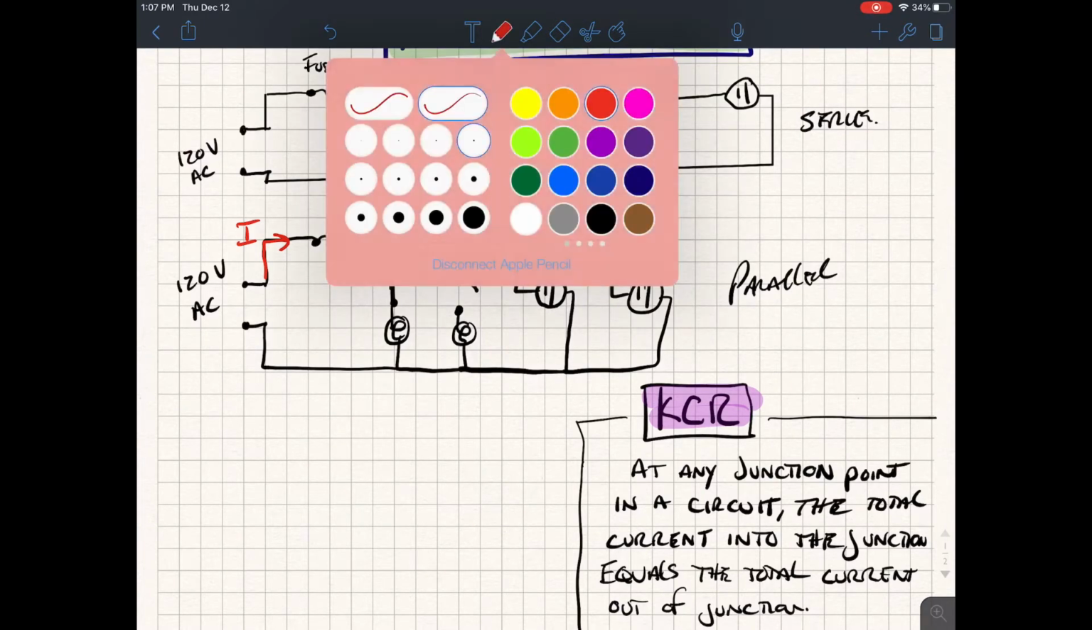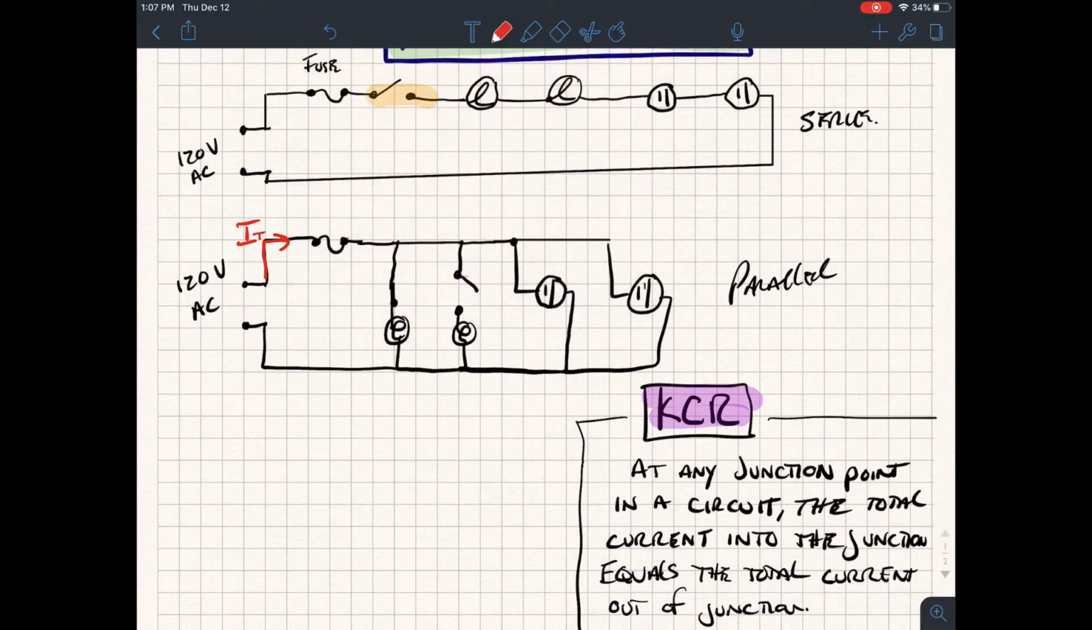So let's call this IT for total. IT is equal to the total current out of the junction. Let's say we have I1 going in the first direction, this is the first pathway, and let's call this I2 coming out. So electrons can go that way or that way. The total current coming into the junction has to equal the total current coming out. So this is equal to I1 plus I2.